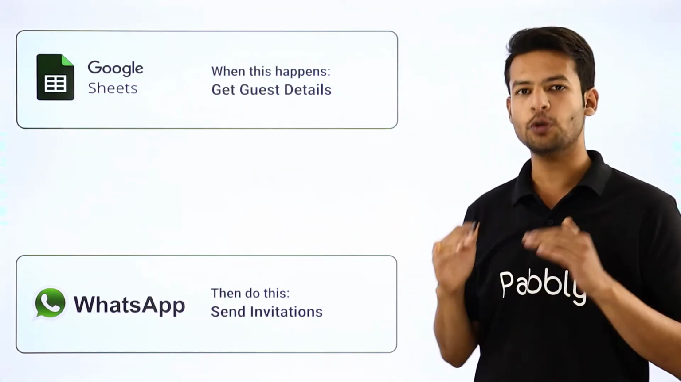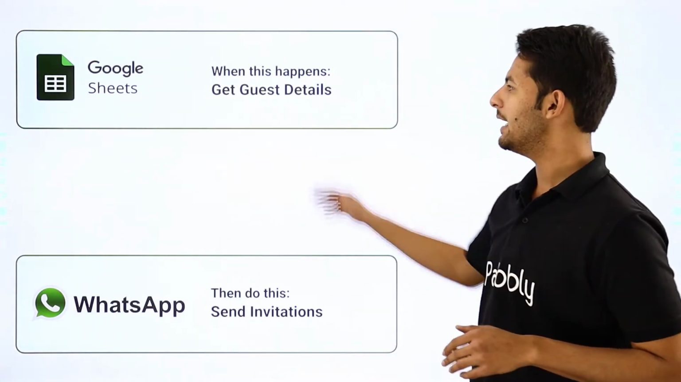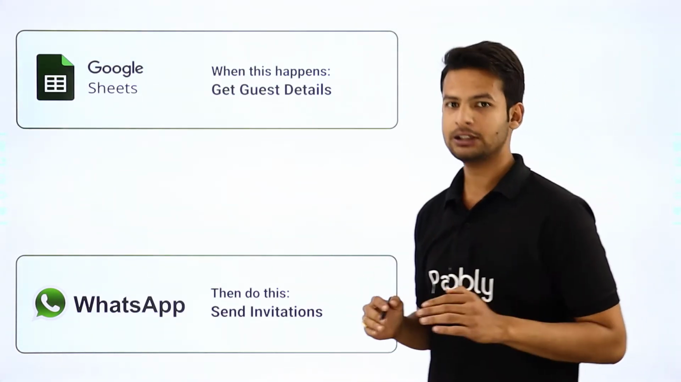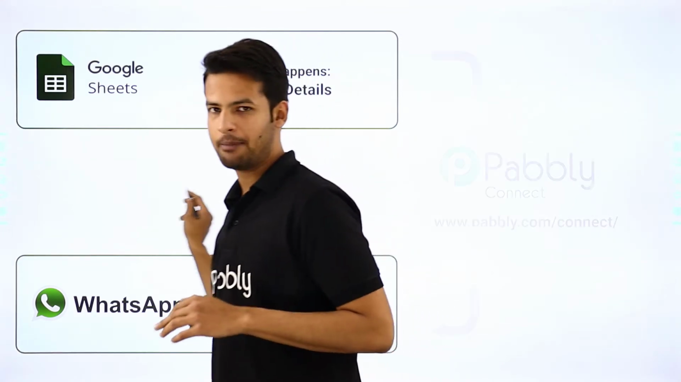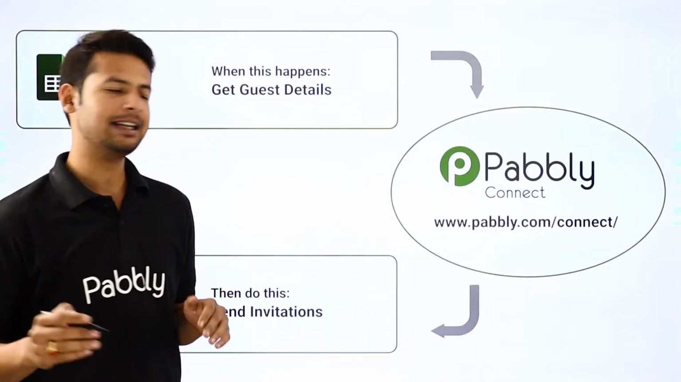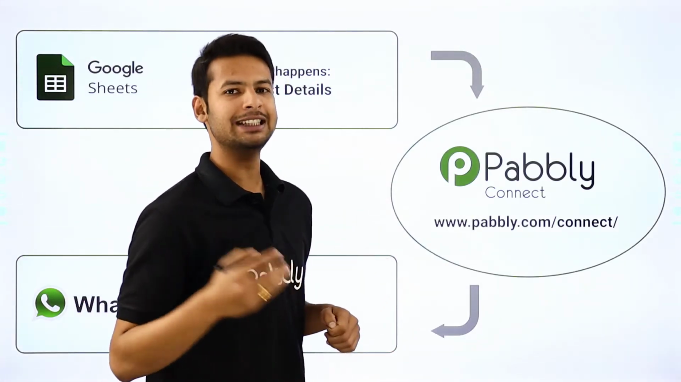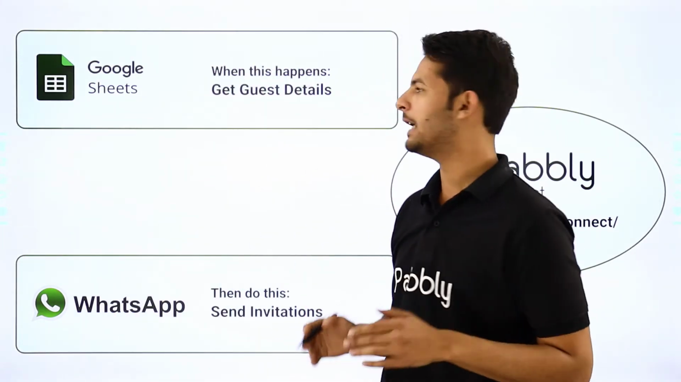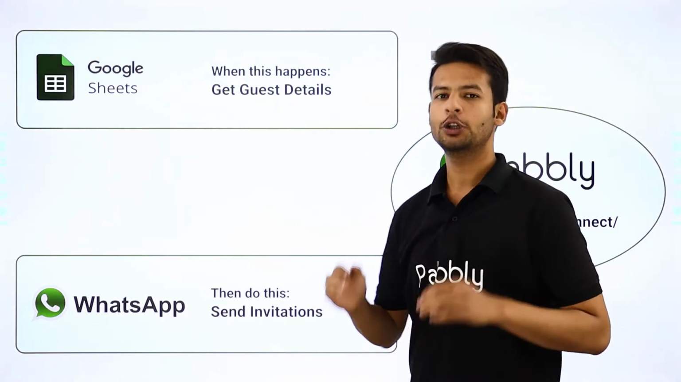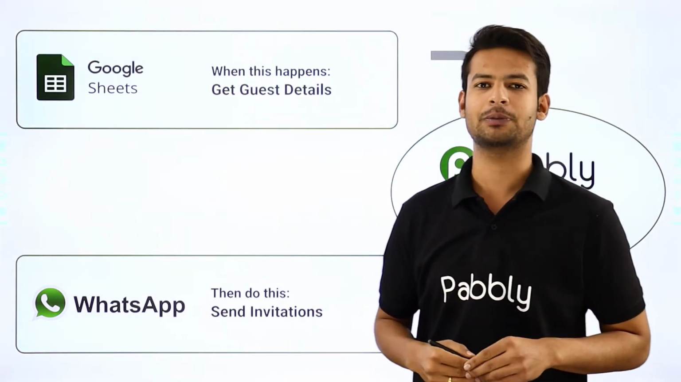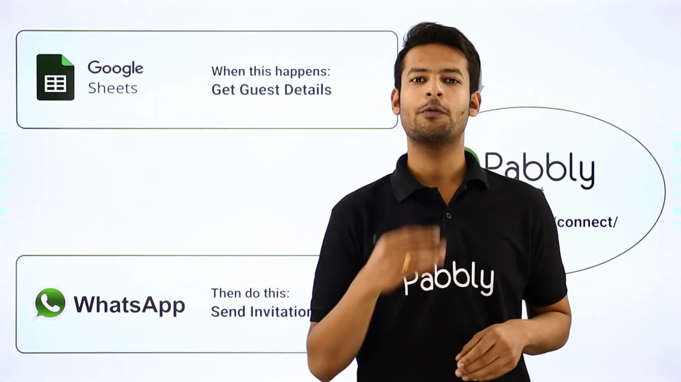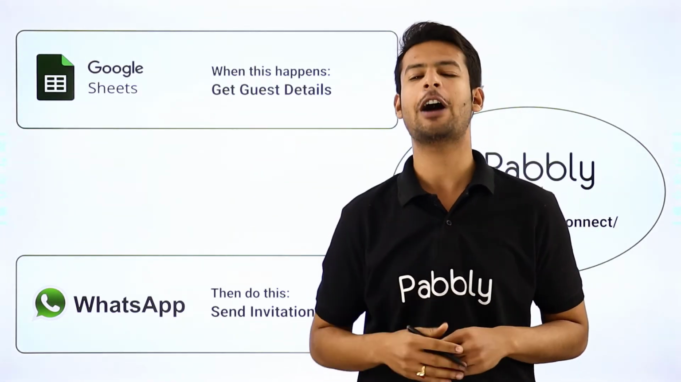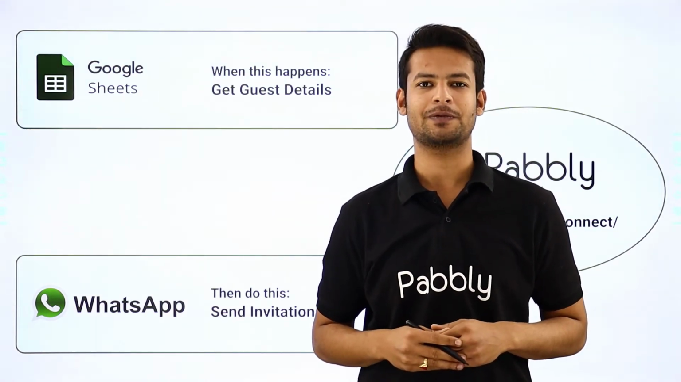Guys, the automation is only possible when there is a direct connection or integration between Google Sheets and WhatsApp. Because there is no direct connection between these two applications, in this video I'll tell you how Pabbly Connect, which is an integration and automation software, will help us to integrate or link both of these applications together so that the automation can be possible. Guys, stay with me, watch the video till the end. Let me show you a real-time example and see by yourself how the automation can be possible.